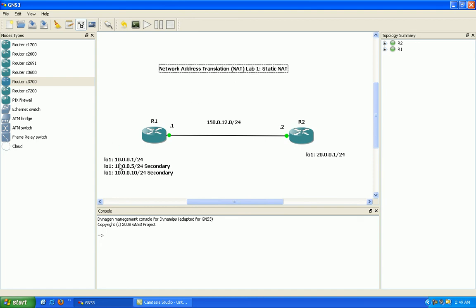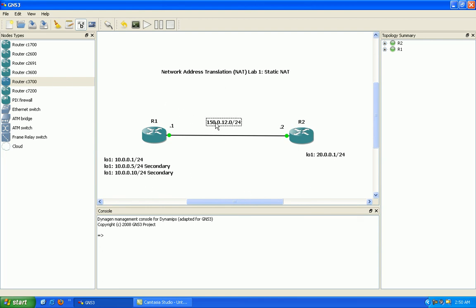What we're going to see is that our inside local for this example is going to be the 10 network. And the inside local IP address is the local IP address of the private network here that we're using, or the private host on our network. So again, what we're going to be using in this example is the 10 network. This is going to be our inside local.